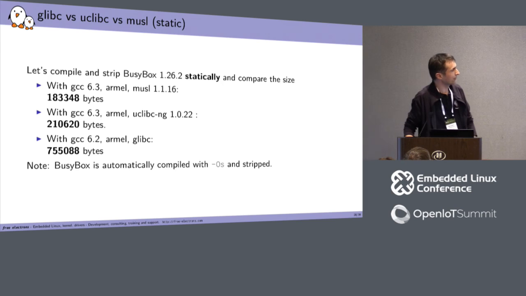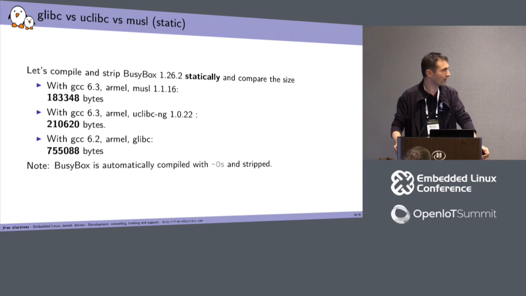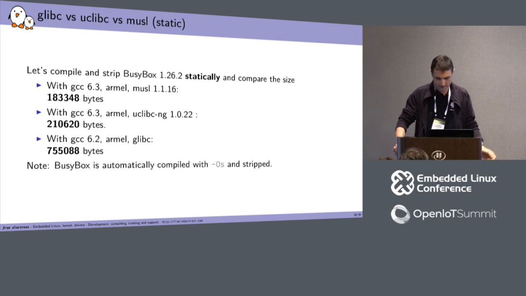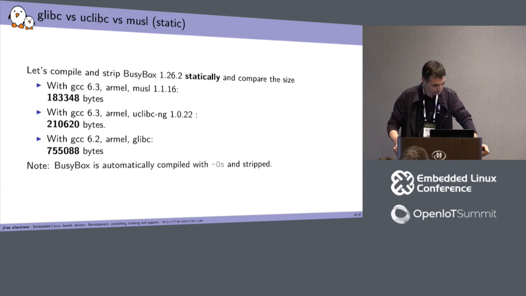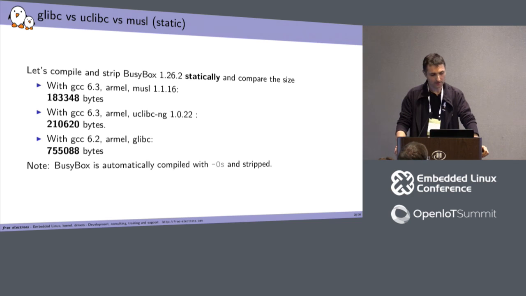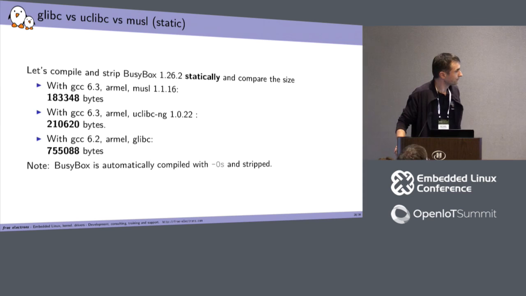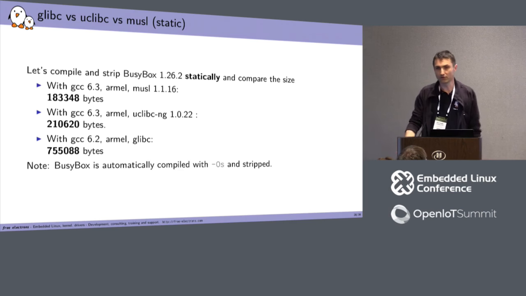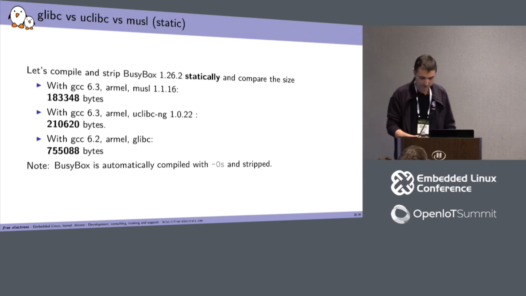Then I made some tests with various C libraries. I used BusyBox as an example of a program that you can compile. It's not really a typical program, but that's one of the programs that you may compile. If you compile BusyBox statically with musl, with the same configuration as before, supporting 16 commands, it's 183,000 bytes. With uClibc-ng, it's 210,000 bytes, so it's more, like 30,000 bytes more. And if you compile with GCC against glibc, it's going to be like 755,000 bytes, so it's much bigger, but that's expected. So if you're still using uClibc, you should really give musl a try, because it's nice.